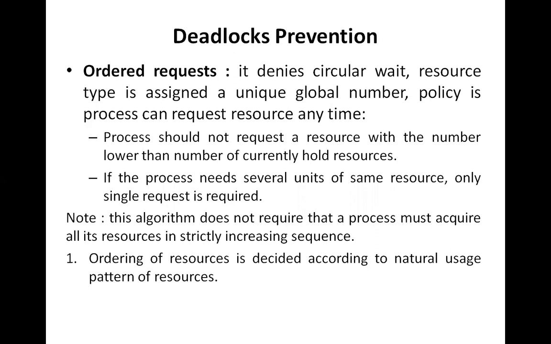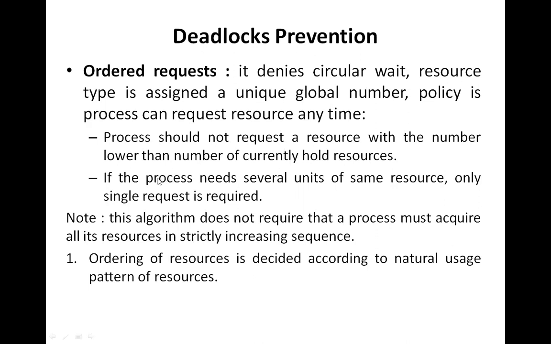Meaning thereby, if the resource held by a particular process is numbered 3, and it is asking for another resource having the unique global number 5, then it's okay. But if it is holding the resource numbered 5 and it is asking for the third, then it is not possible. It will not be so.